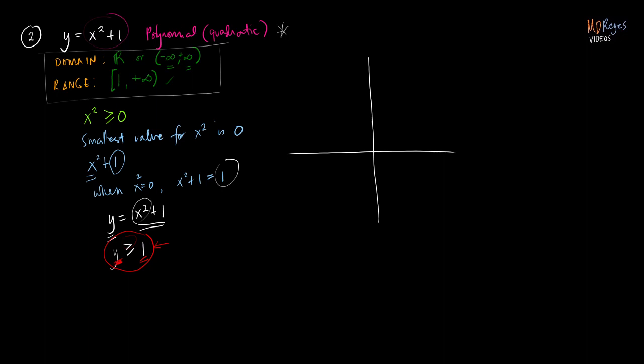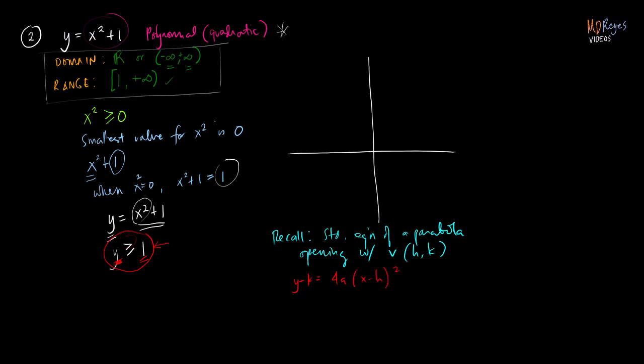Let me just recall the standard form of the equation of a parabola opening upward with vertex at the point (h, k). This is the standard equation. It's in the form y minus k equals 4a times the quantity x minus h, quantity squared.